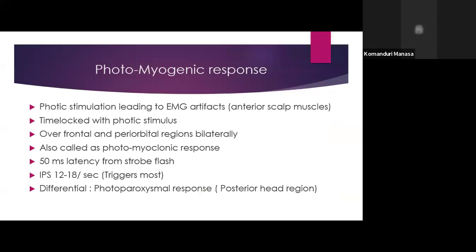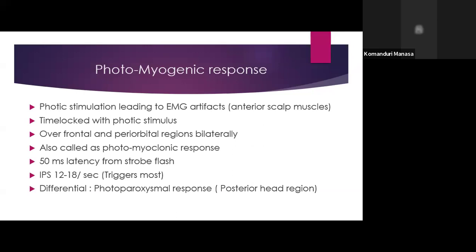So there is a photomyogenic response, photic stimulation leading to the EMG artifact, usually over the frontal aspect, the anterior scalp muscles. It is time locked with the photic stimulation over the frontal periorbital region bilaterally, also called a photomyoclonic response. Because of the strobe flash, it occurs, and intermittent photic stimulation, usually in the range of 12 to 18 per second, will trigger most of the artifact.